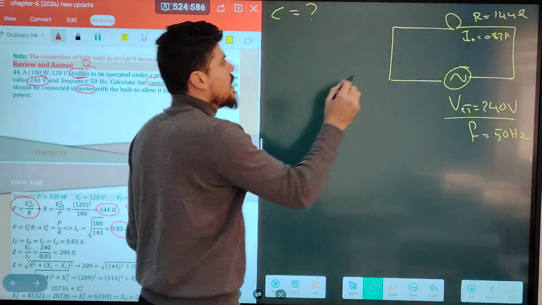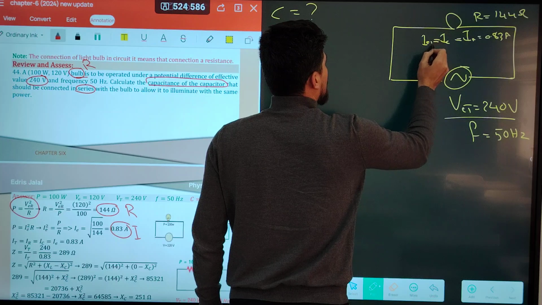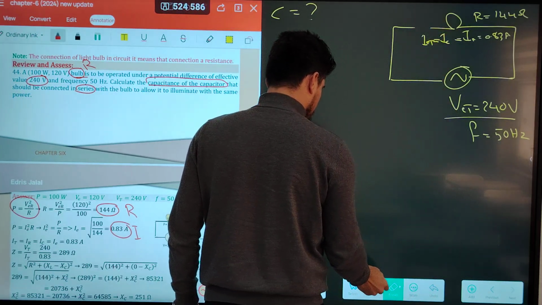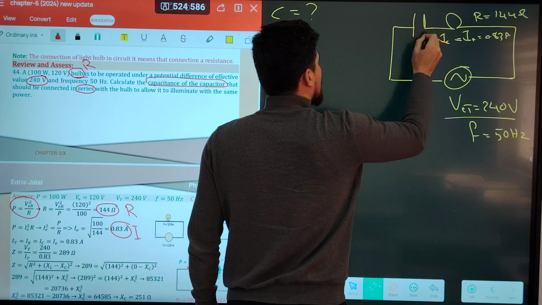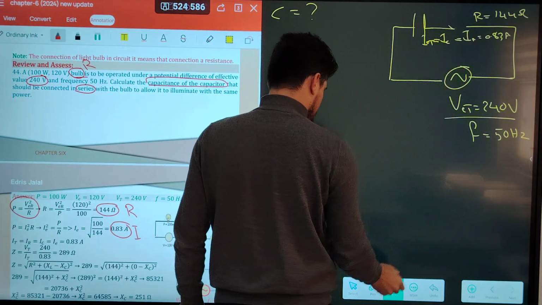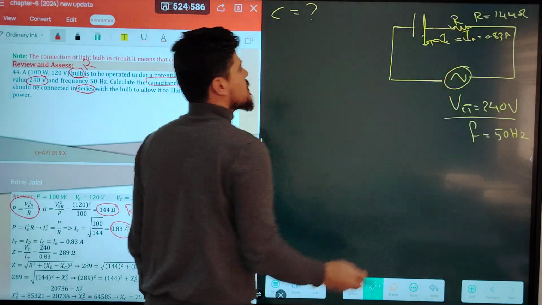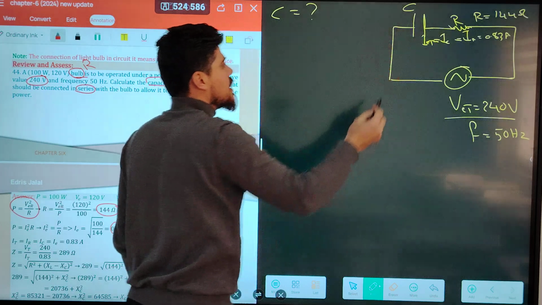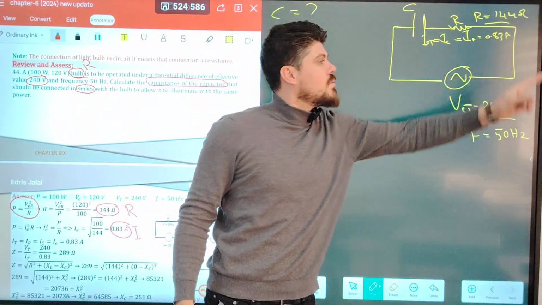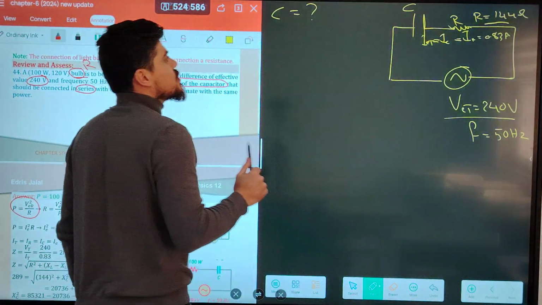In series connection, I R is equal to I C is equal to I total. Now in this circuit, what do we have? We have a capacitor. In this circuit, we have both resistance and capacitance. This is R and this is C. Do we have the value of the resistance? We didn't have it, but we found 144 ohm. Do we have the capacitance of the capacitor?